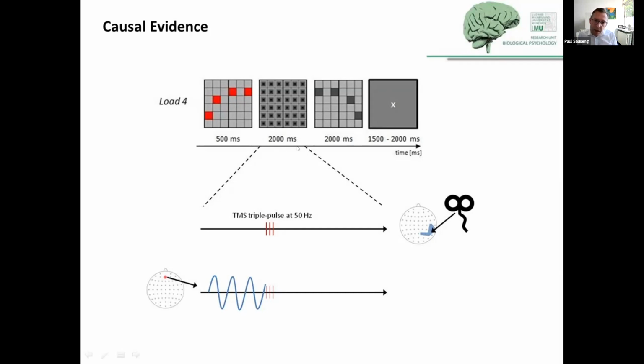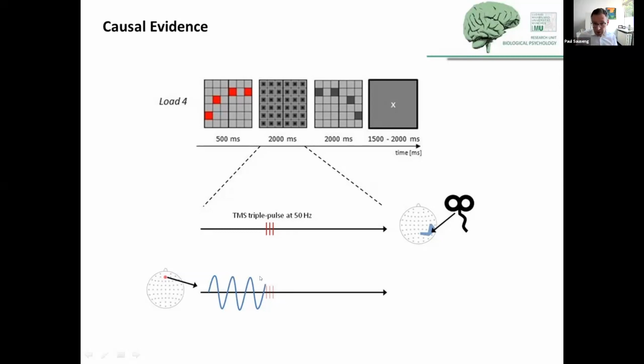And then within these 2 seconds, where they had to retain information and mentally manipulate them, we delivered a TMS triple pulse over the center of this right temporal parietal cluster. In each single trial, we jittered the onset of the TMS. At the same time, we recorded EEG and estimated frontal midline theta phase at the time point when we delivered the TMS pulse.